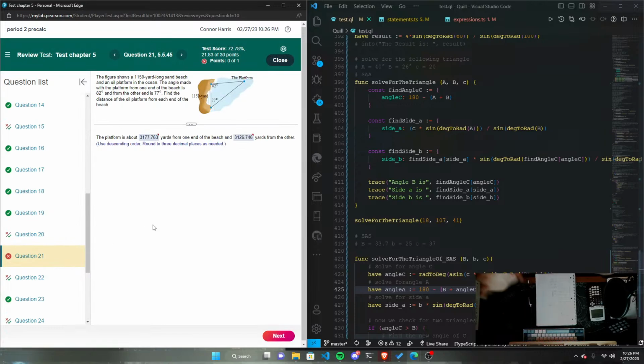I'm not even going to touch this one, even though I'm pretty sure I did the math right on this. The figure shows a 1,150-yard long sand beach and an oil platform in the ocean. The angle made with the platform from one end of the beach is 82 and the other is 77. Find the distance of the oil platform from each end of the beach. So from here to the platform and from there to the platform. First thing I would do is find the angle.